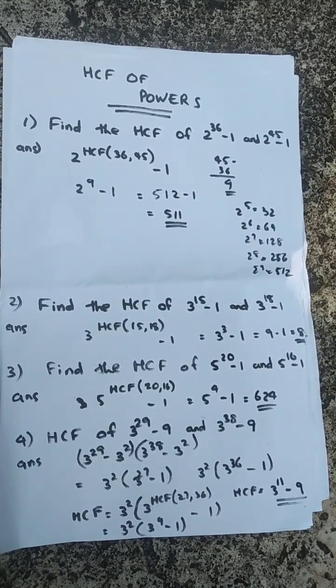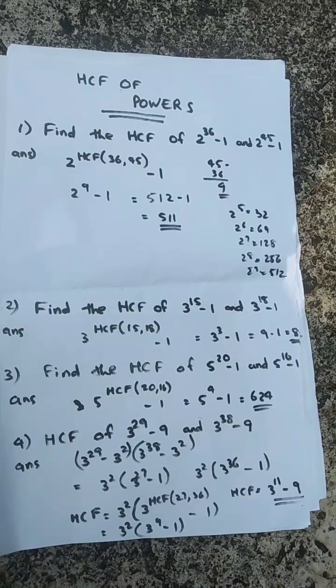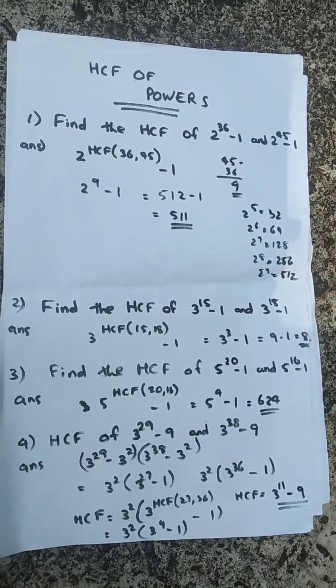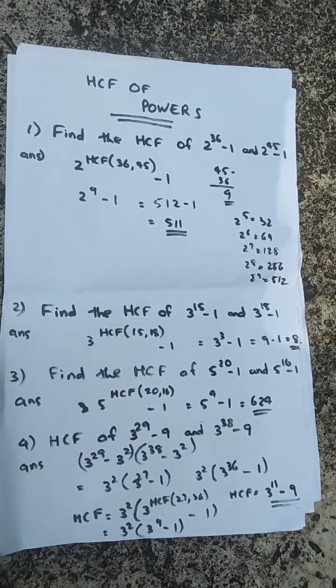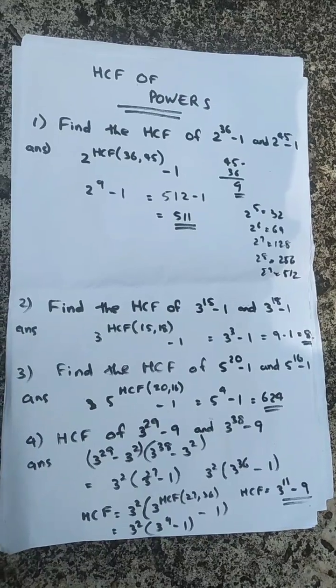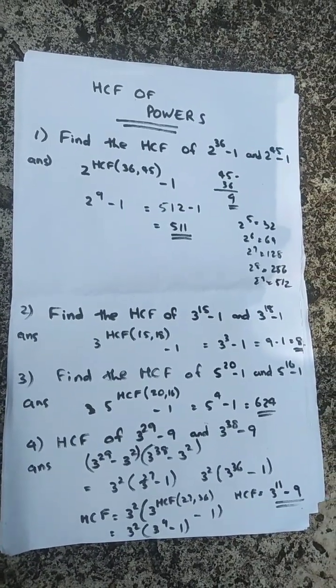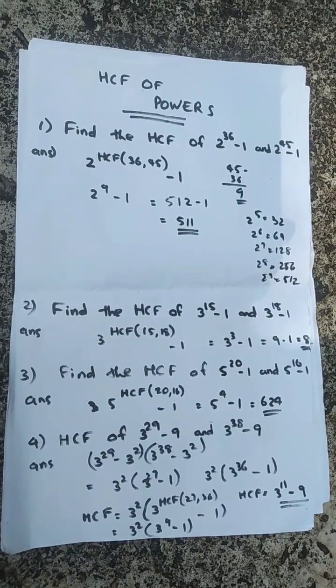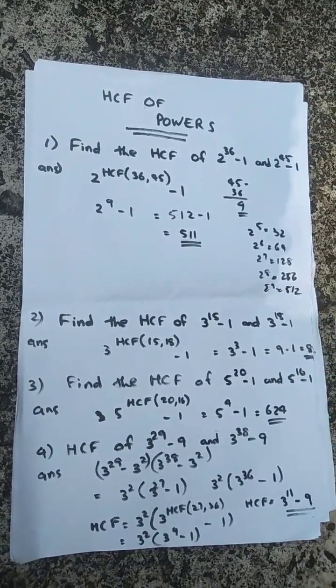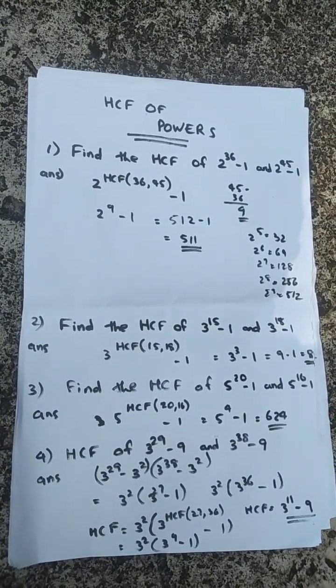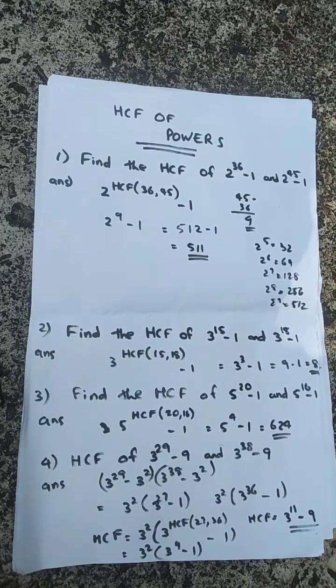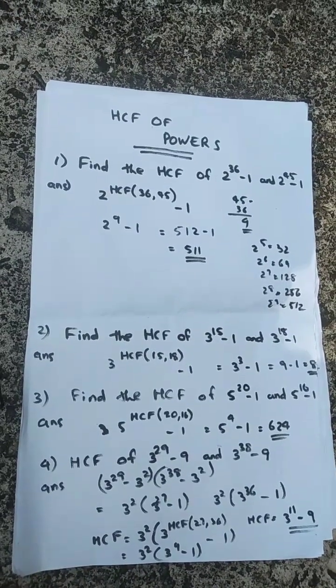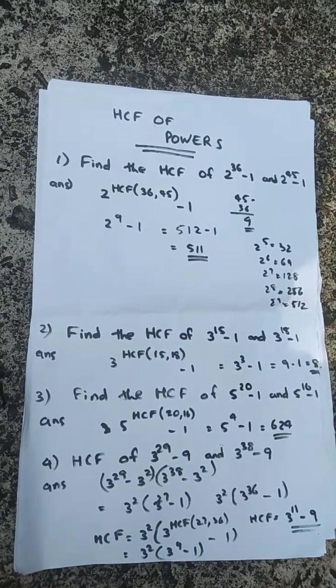So HCF is equal to 3 square remaining like that, into 3 raised to the HCF of 27 and 36, minus 1. So 3 square into 3 raised to 9 minus 1. How can we do it? 3 square would be multiplied with 3 raised to 9 and with 1. So 3 square multiplied with 3 raised to 9 would be 3 raised to 11, minus 3 square into 1, which would be 3 square, which is 9. So the HCF would be 3 raised to 11 minus 9.